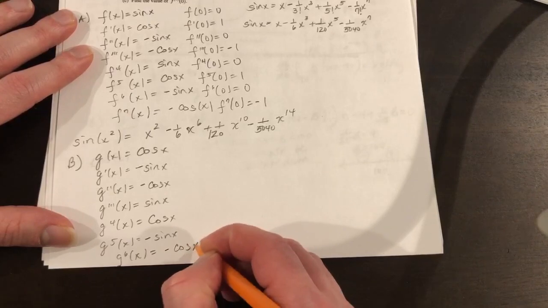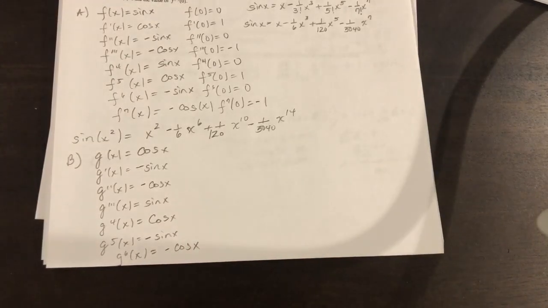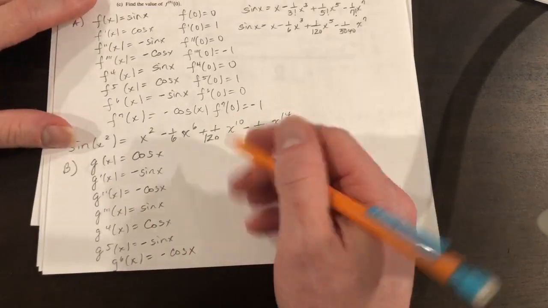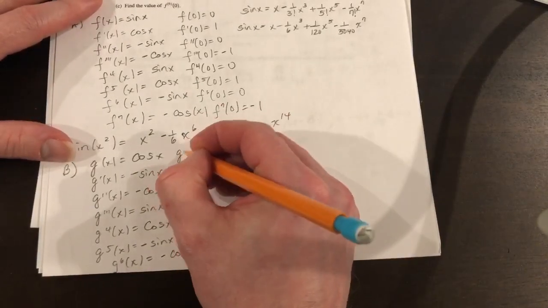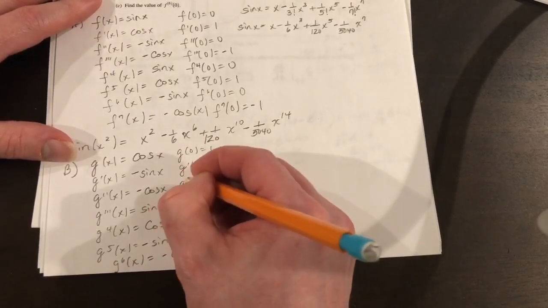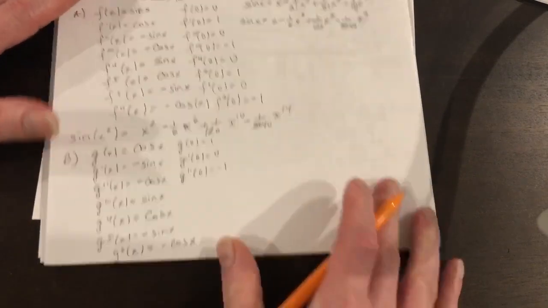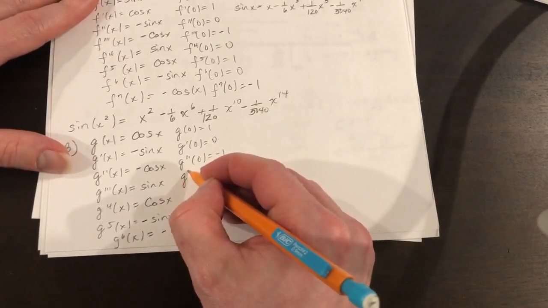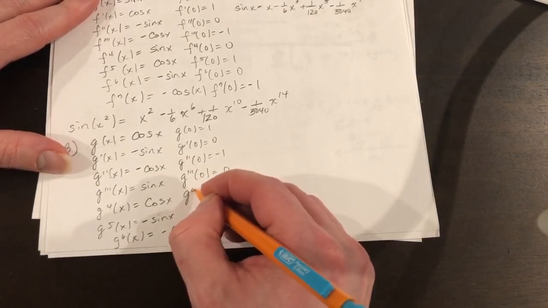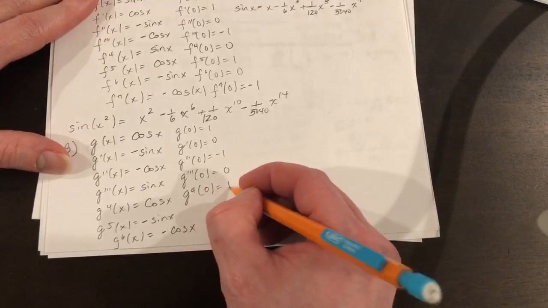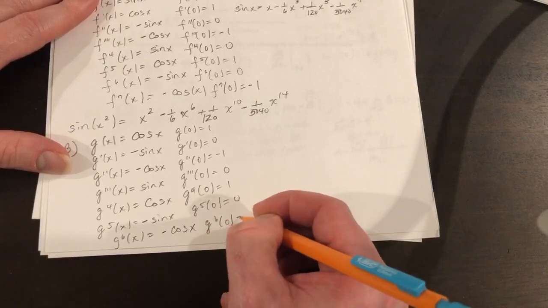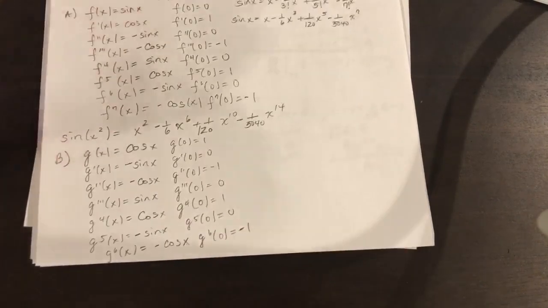So remember, cosine of 0 is going to be 1. So we need 4 cosine terms in here to get 4 non-zero terms. Okay, so g of 0 is 1. G prime of 0 is 0. G double prime of 0 is negative 1. G triple prime of 0 is 0. So sine of 0 is 0. Cosine of 0 is 1. G to the fifth of 0 is 0. G to the sixth of 0 is negative 1.